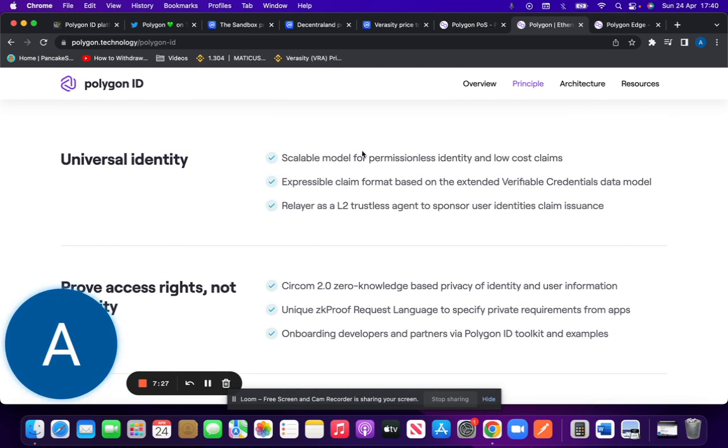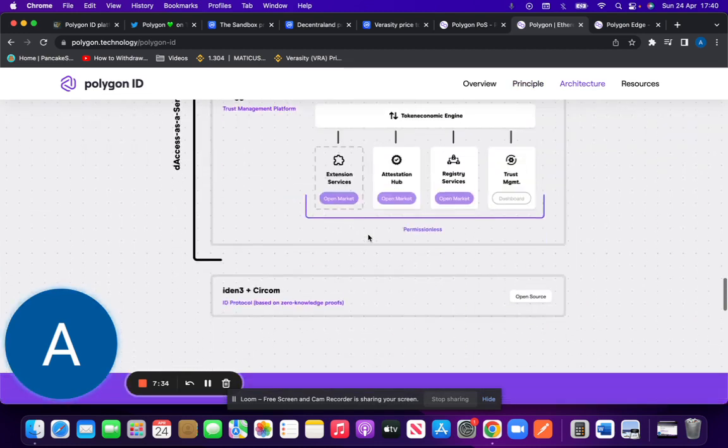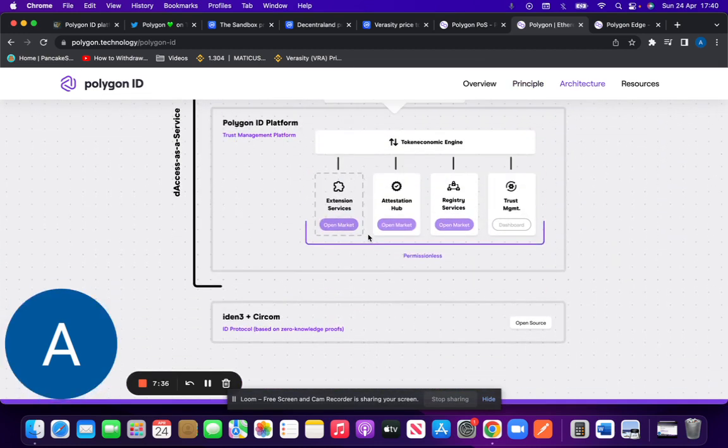You'll see here, scalable, permissionless identity at low cost claims. And the technology is listed below. I think this is another game changer for me personally. So Polygon ID, as I said to you, will build trust in the consumer world that checks are being done to ensure that everything's above board.